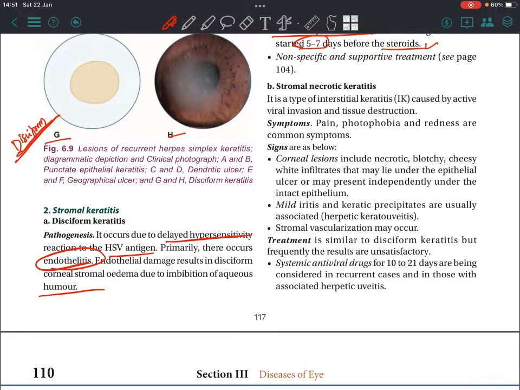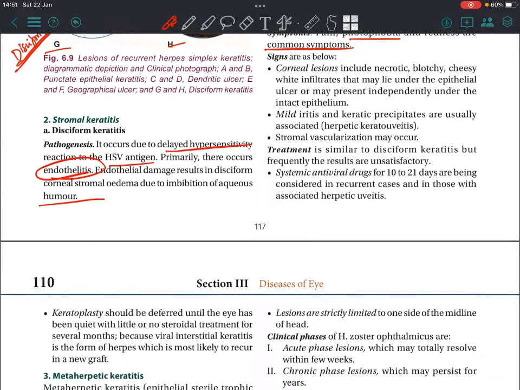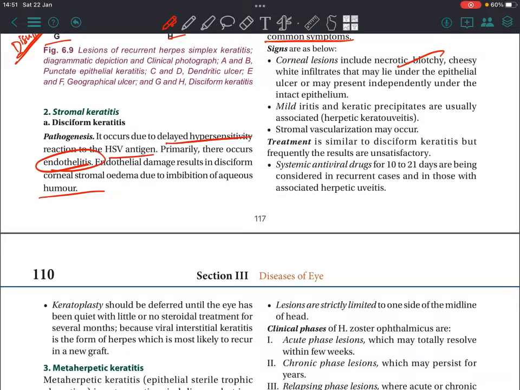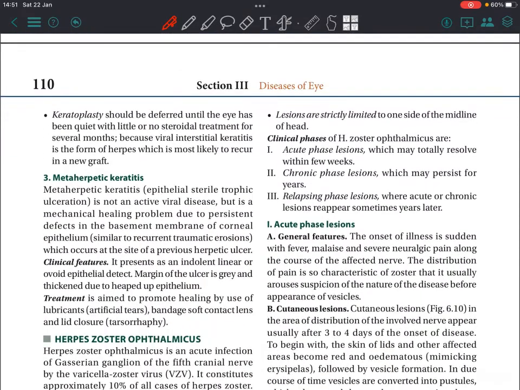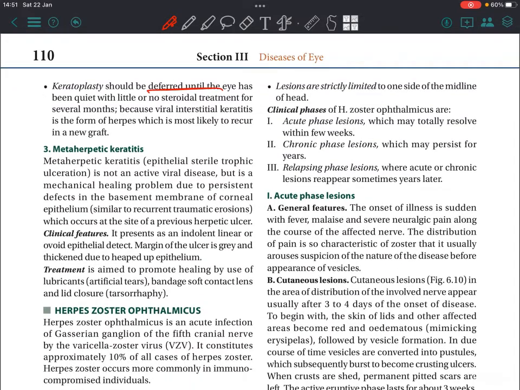Stromal necrotic keratitis. It is a type of interstitial keratitis caused by active viral invasion. Pain, photophobia, and redness are common symptoms. Signs: corneal lesions include necrotic blotchy infiltrates, mild iritis, stromal vascularization. Treatment: systemic antiviral drugs. Keratoplasty should be deferred until the eye has been quiet.